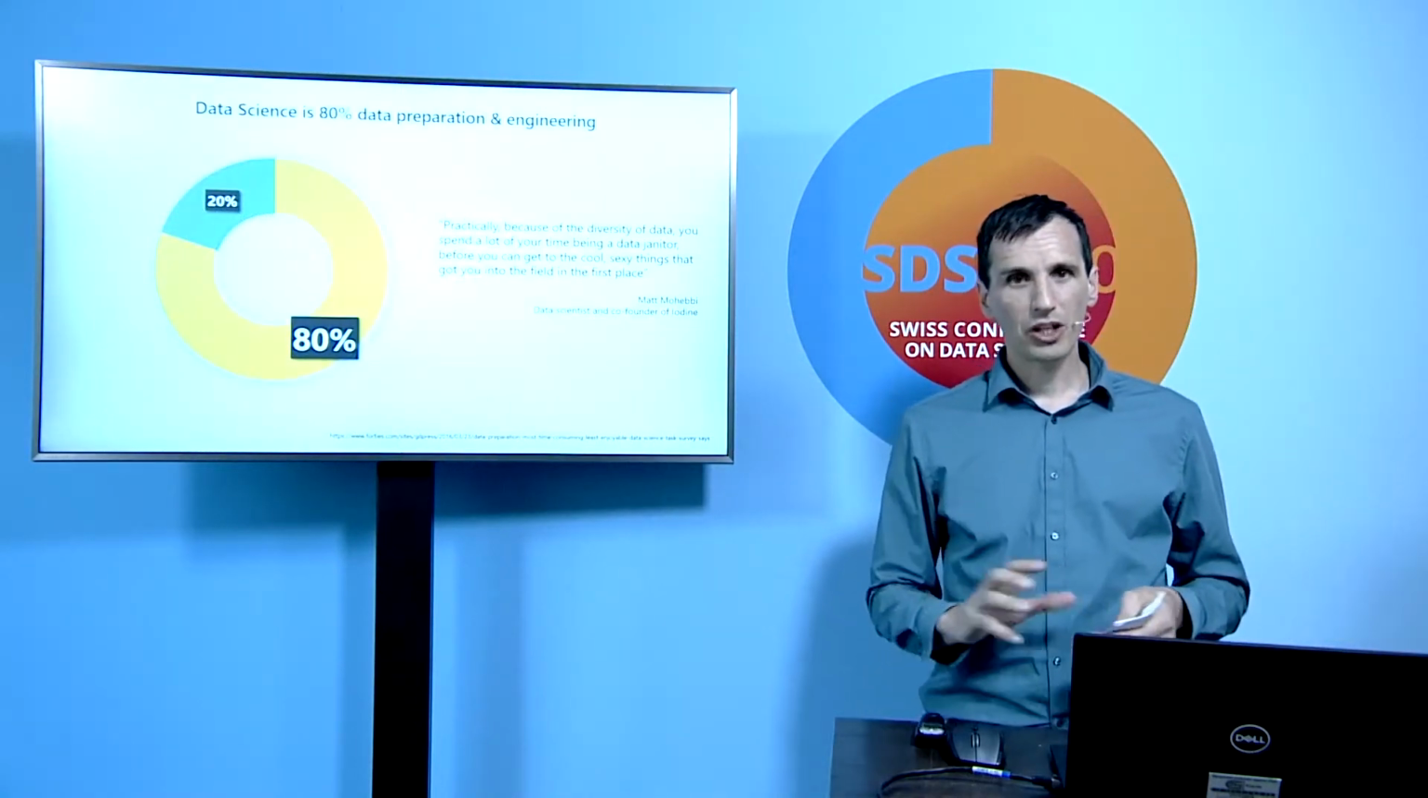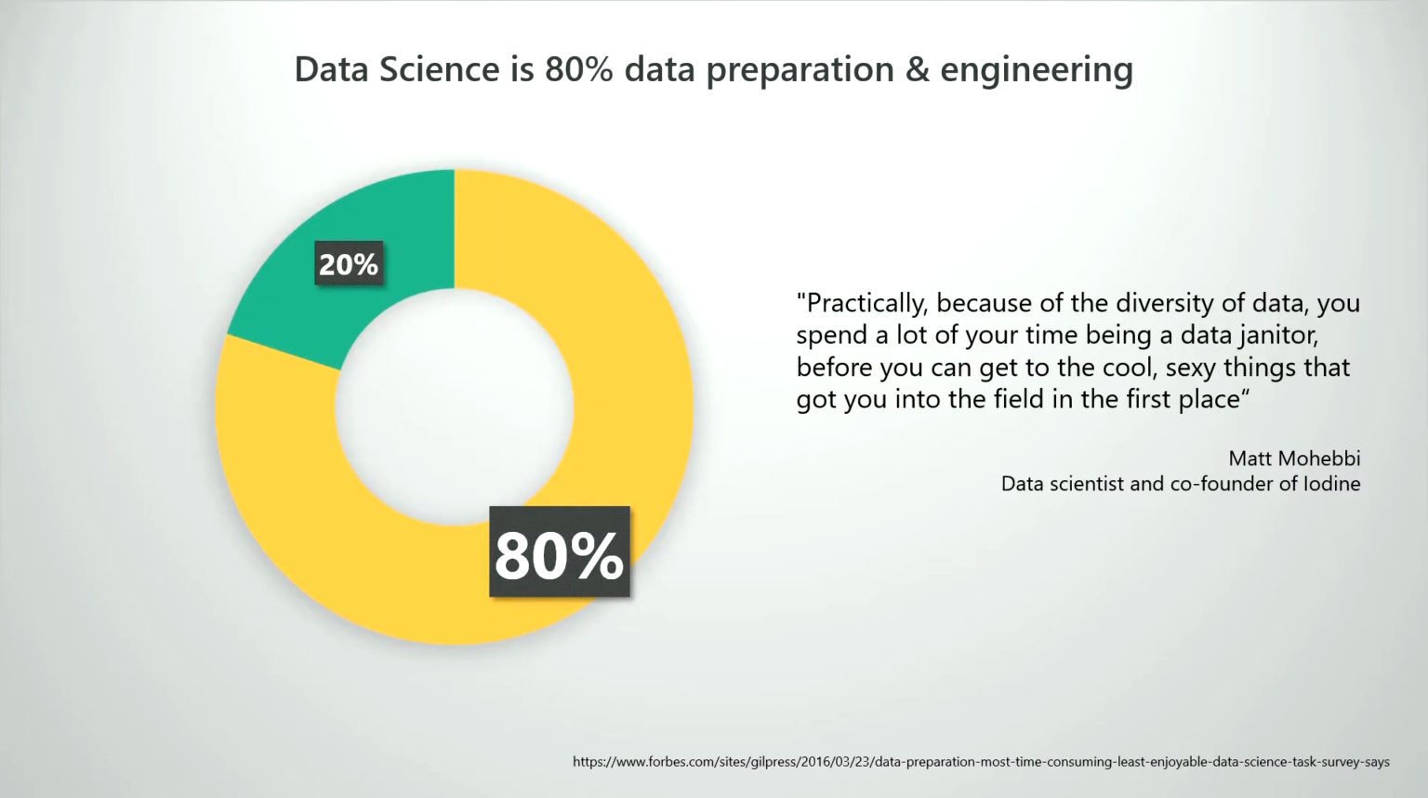An inquiry of 2016 showed that data science is mostly data preparation and engineering. And I think it hasn't changed much since then. How much are you spending on models and algorithms, and how much on data preparation?